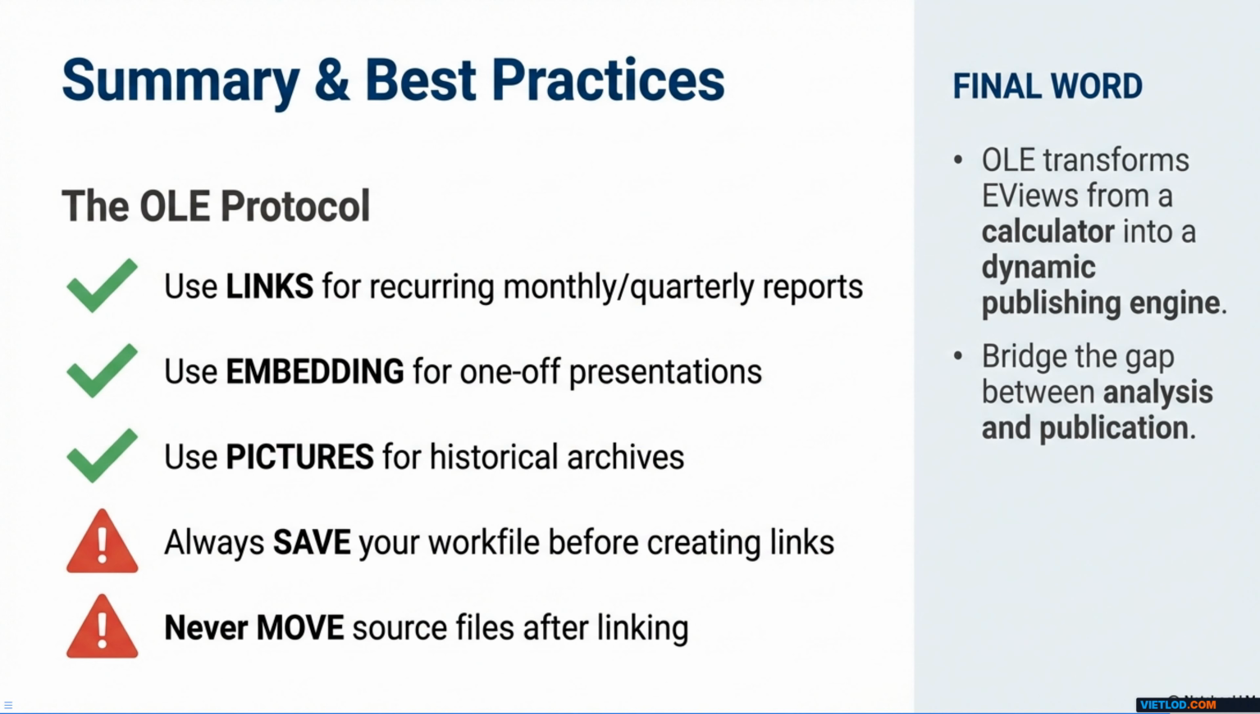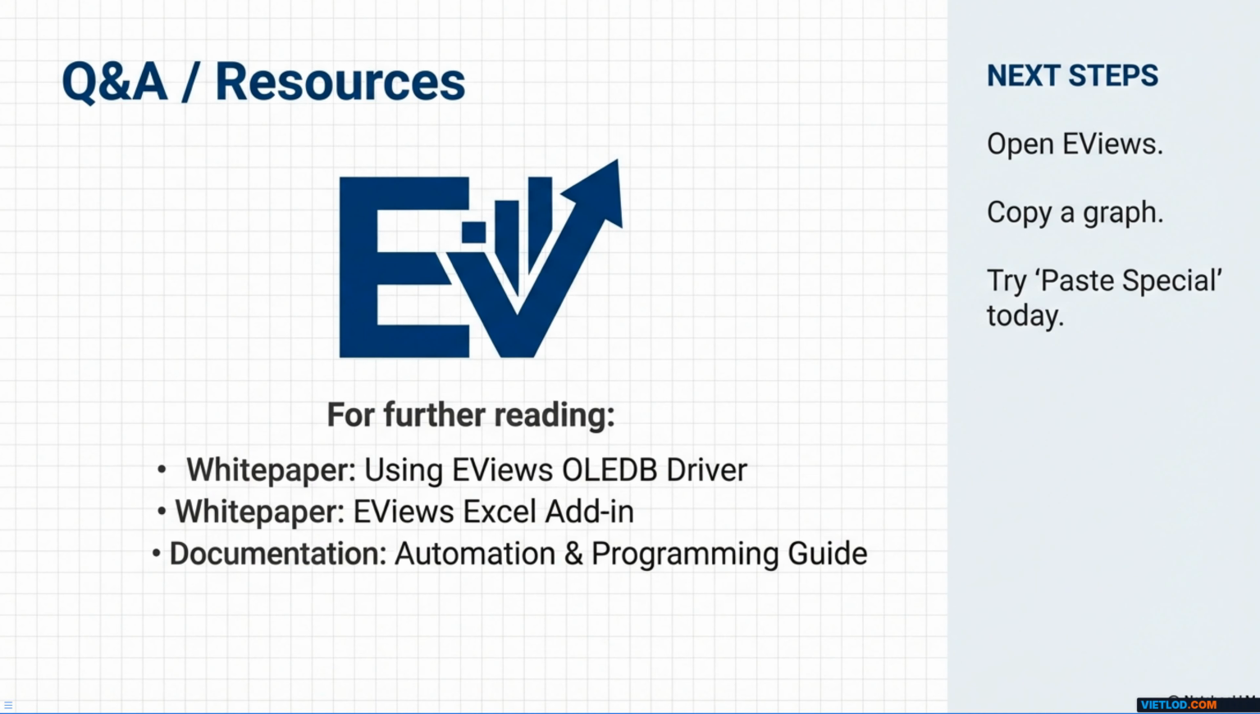To summarize the OLE protocol, always use links for your recurring monthly or quarterly reports, where data changes frequently. Use embedding for one-off presentations or final papers, where you might need to make small, self-contained cosmetic changes. Use pictures only for historical archives, where the data is final and no further edits or updates will ever be needed. And the 2 golden rules to prevent broken links: always save your work file before you start creating links. And most importantly, never move the source files after you have linked them to your documents.